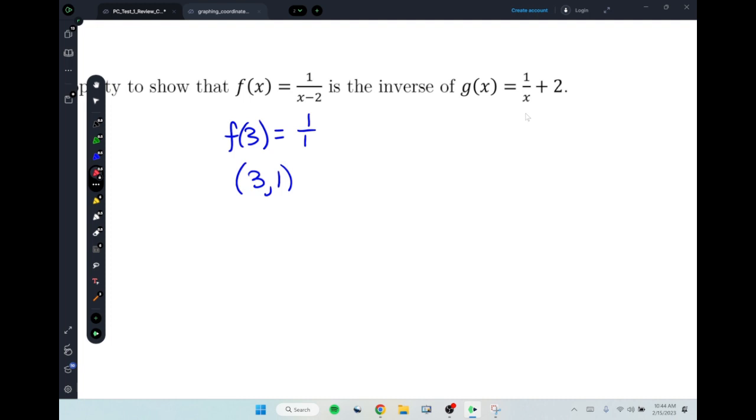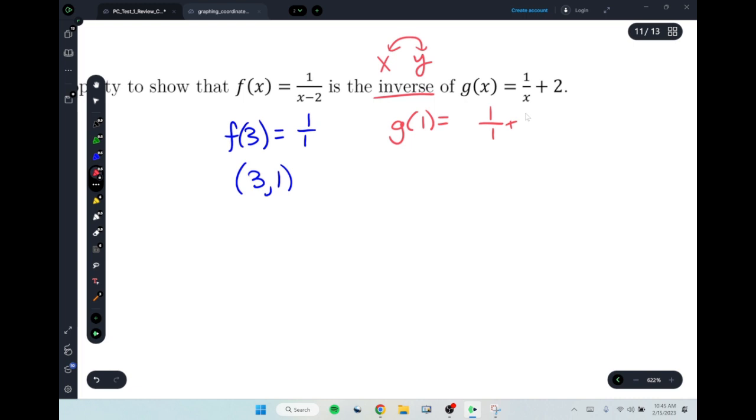If you take the inverse, you just flip x and y, right? Inverse literally means you take x and y and swap them. So what's g of 1? Well, let's find out. 1 over 1 plus 2 is... And what point is that?